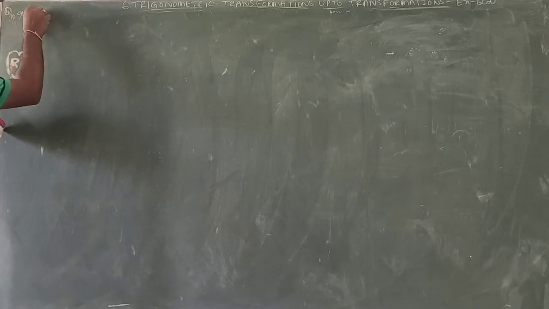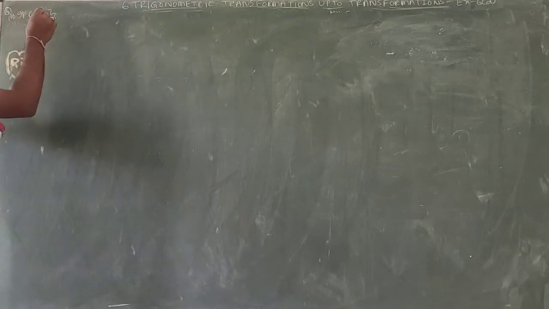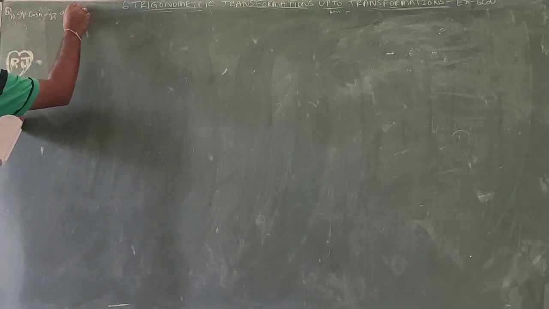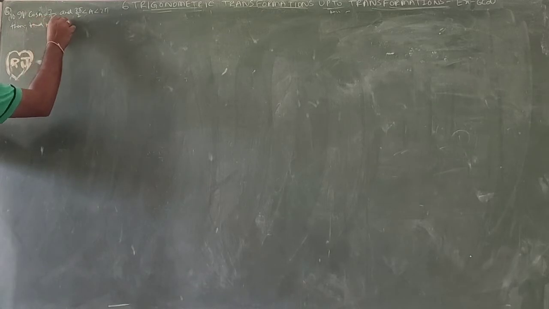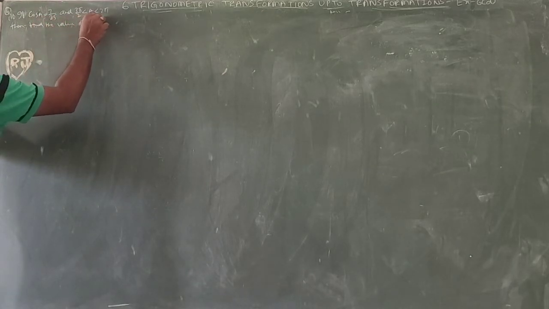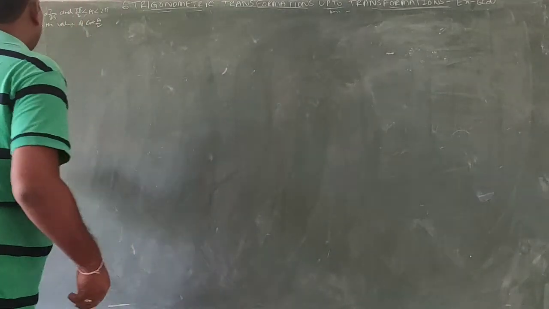Fourth question, second one. If cos A equal to 7 by 25 and 3 pi by 2 less than A less than 2 pi, then find the value of cot A by 2. Cot A by 2. Okay, now the solution.